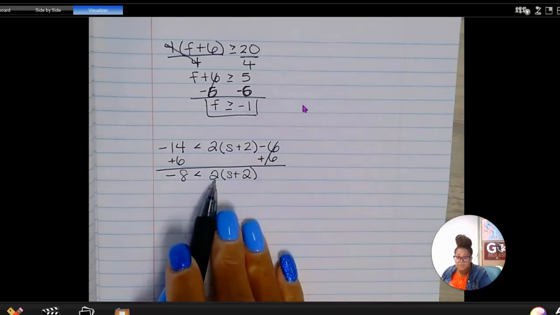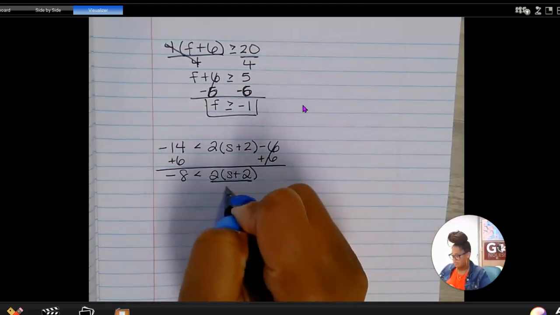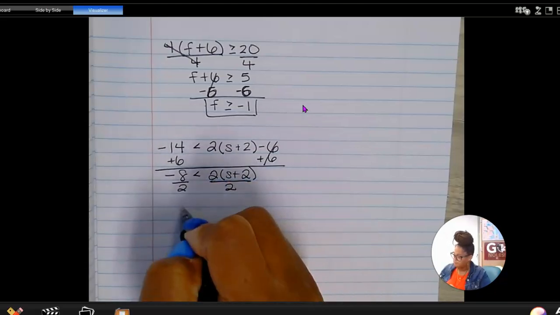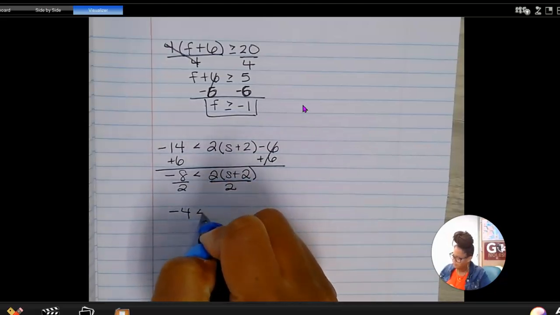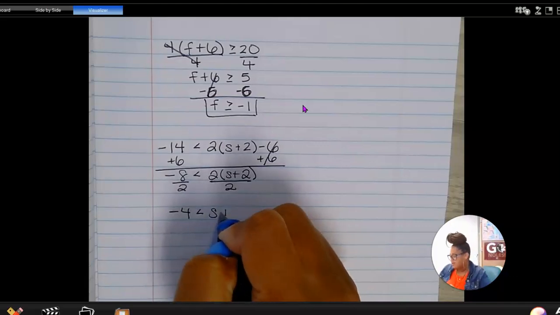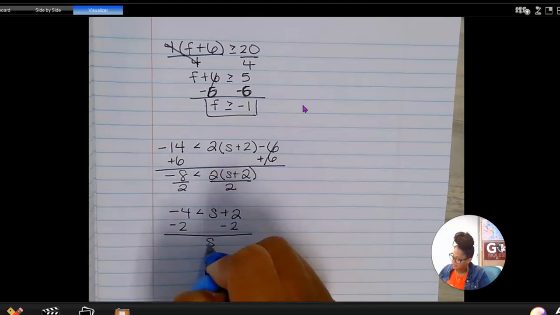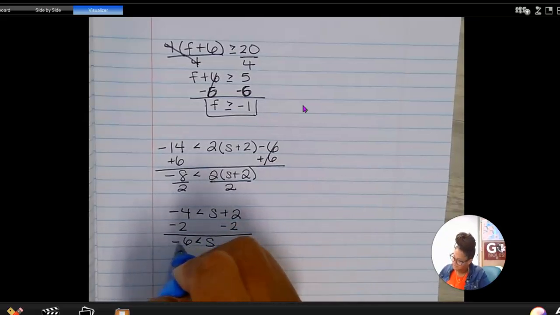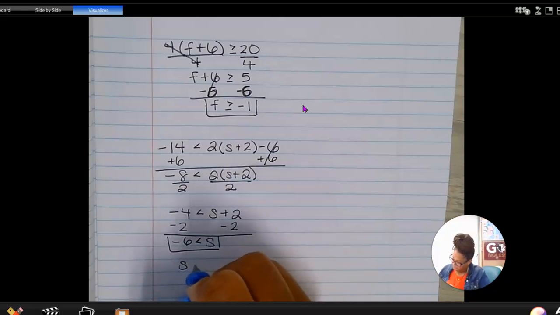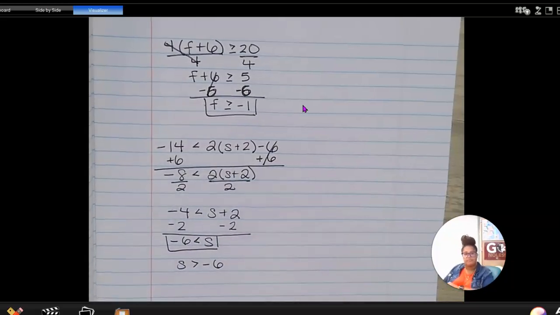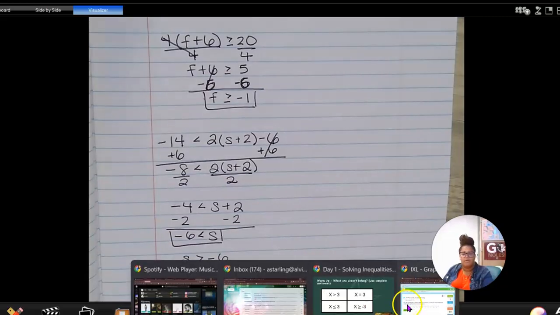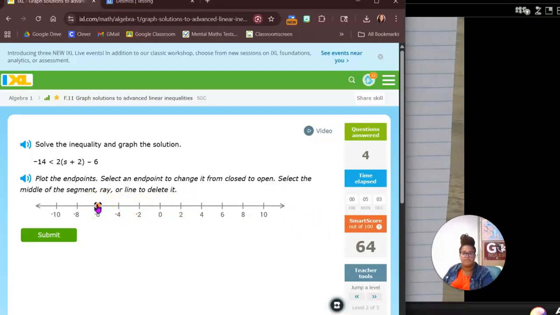I would now get rid of this multiplication by 2 by dividing by 2. This is now negative 4 is less than s plus 2. And then I would subtract 2 from both sides, and I would have s is greater than negative 6. Go to my number line. Go to negative 6 and be greater. Leave my circle open and click submit.